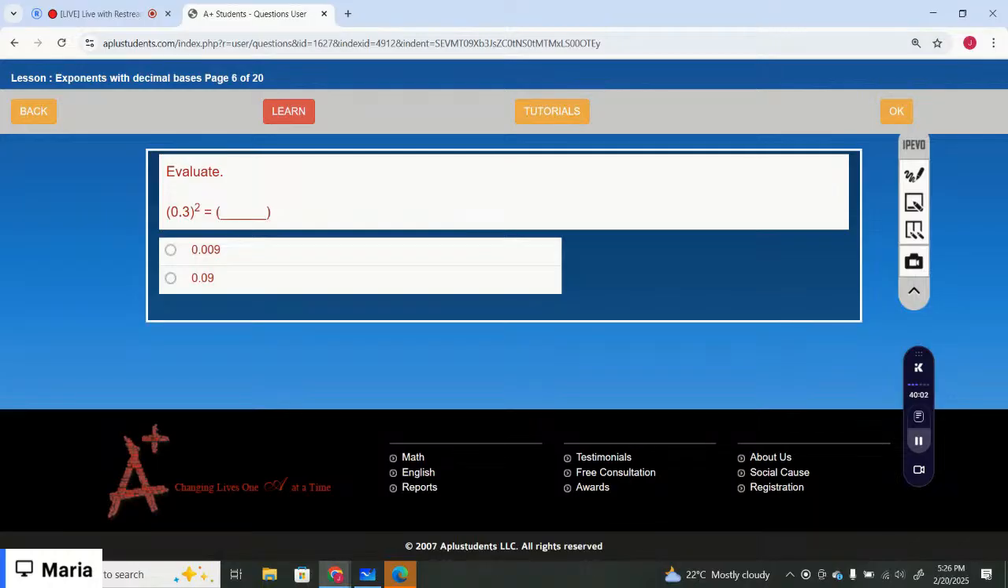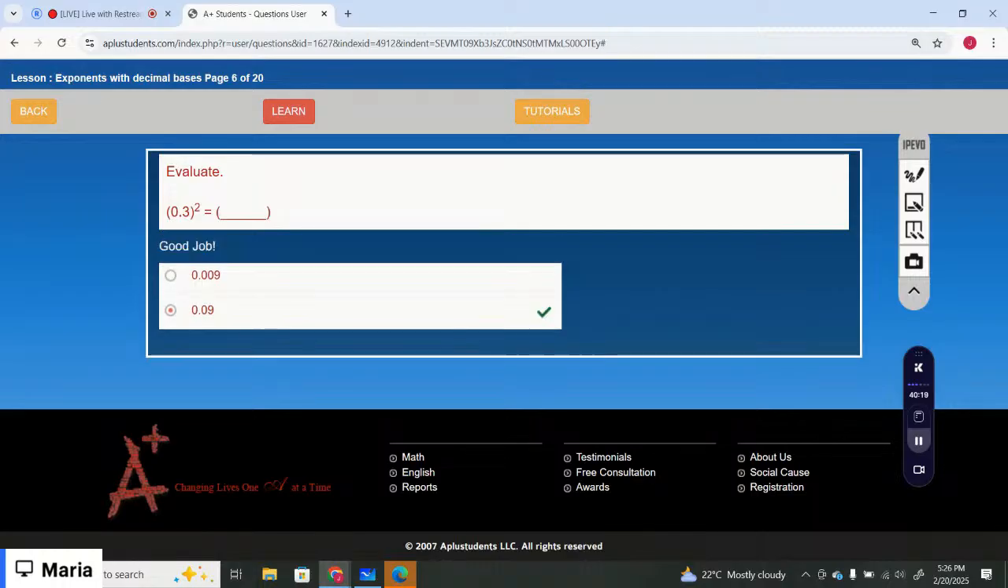0.3 times 0.3 is 0.09. Option number 2 is the correct option.